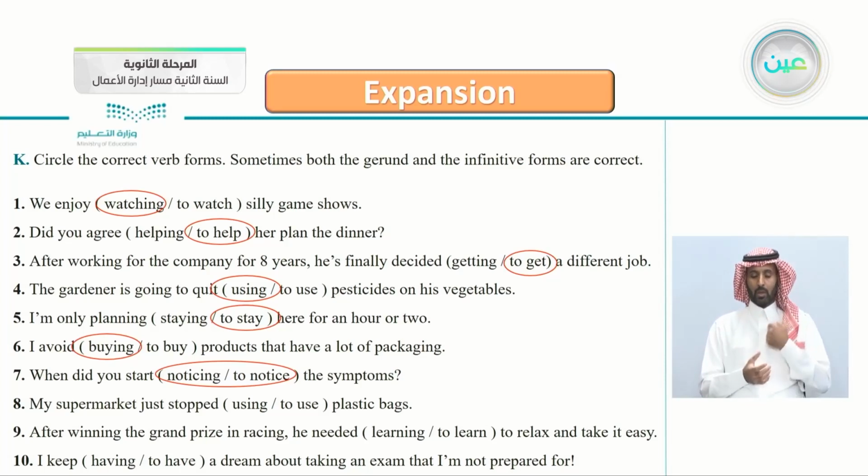Number 8, my supermarket just stopped using or to use plastic bags. Notice the verb stopped. Yes, excellent. You use the gerund here. Stopped using plastic bags. Number 9, after winning the grand prize in racing, he needed learning or to learn to relax and take it easy. He needed, yes, to learn to relax and take it easy. Last one here, I keep having a dream about taking an exam that I'm not prepared for. Maybe this is a nightmare.